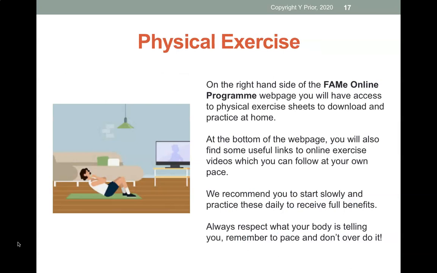On the right-hand side of the FAME online program webpage, you will have access to physical exercise sheets also to download and practice at home. At the bottom of the webpage, there are also some useful links to online exercise videos, which you can follow at your own pace if that's what you prefer. And we recommend you start slowly and practice this daily to receive full benefits. Of course, remember to pace yourself. Always respect what your body is telling you, so don't overdo it.